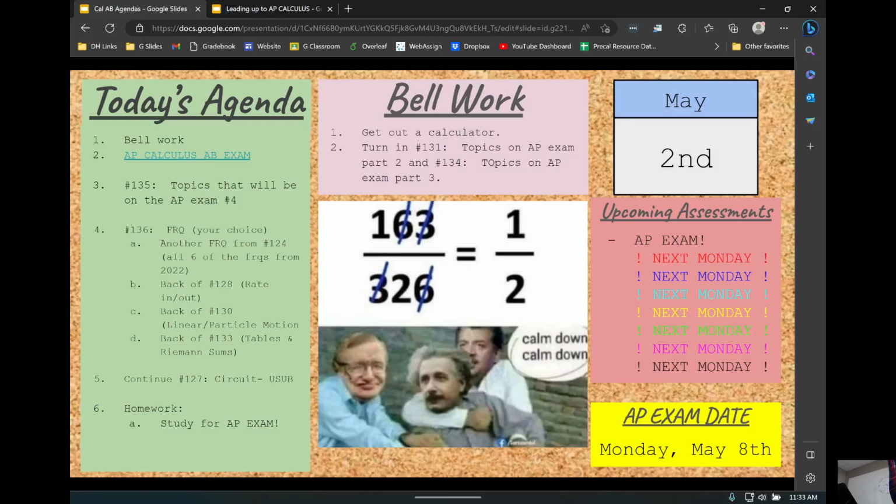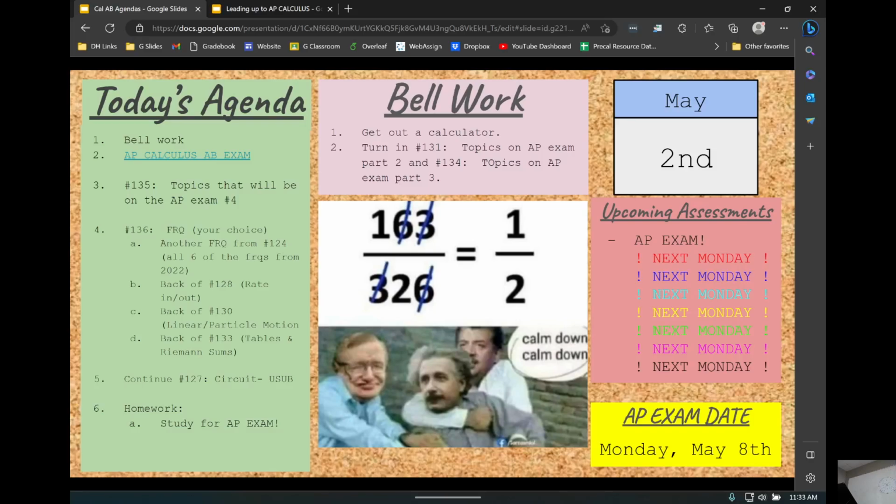Type 4 was area and volume. So area between two curves, volume from cross sections, volume from rotations. We have not reviewed that much, but that was because that was in the last unit. So, but that is a common type. And then last class we did an example of tables and Riemann sums. It was the one that had a really low average.